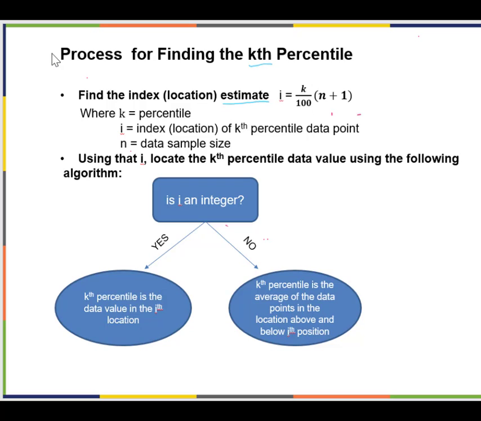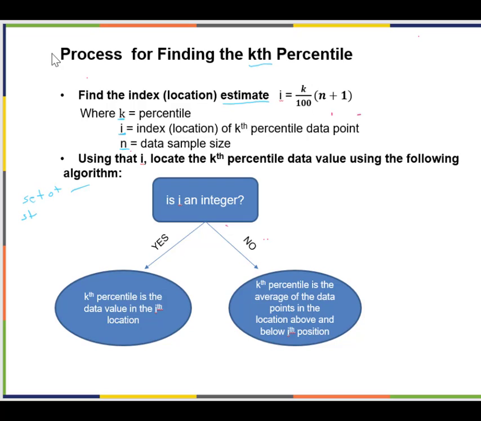Note I say estimate because it may not exactly be the index of where the data exists in our data set. So, with any formula, you really want to see each thing defined. k is my percentile, i is the index or the location of the kth percentile data point, and n is the sample size. So we calculate this estimate, and given that estimate, we have to follow this algorithm here. An algorithm is just a set of steps.